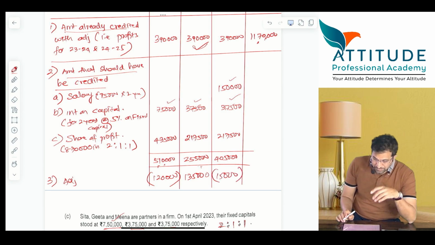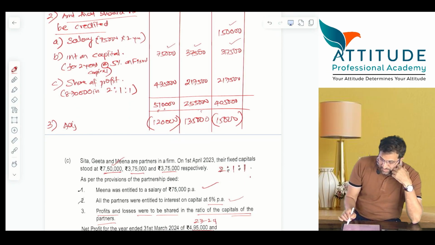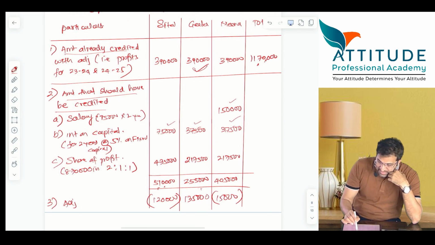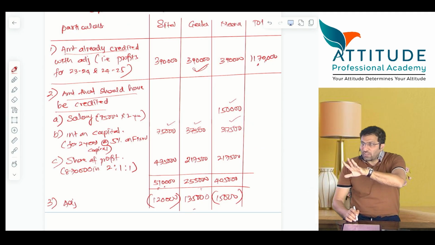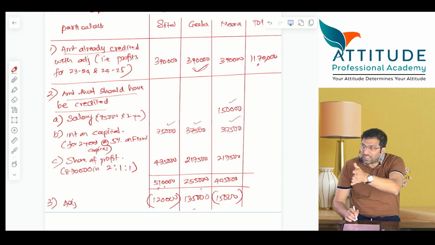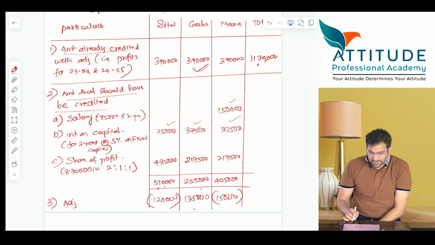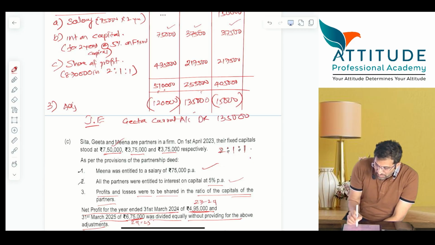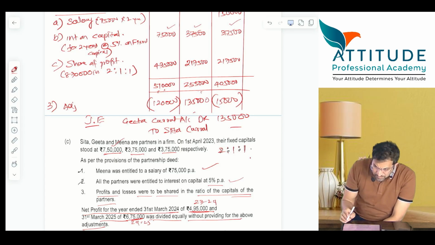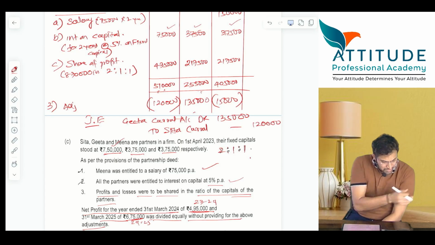What is the journal entry? Tell me now. Tell me the entry. Who should be credited and who should be debited? Debit Geeta, how much? 1,35,000. Right there, Geeta current account, not fixed capital. Is that clear? Fixed capital method is there, so one is current account, another is fixed capital. Journal entry: Geeta current account debit 1,35,000. To whom? Sita current account credit, how much? 1,20,000.